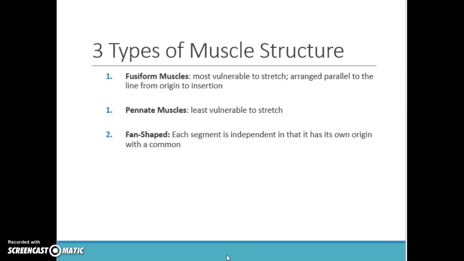There are 3 types of muscle structure. Fusiform muscles are the most vulnerable to stretch. They are arranged parallel to the line from origin to insertion. An example is the tibialis anterior.